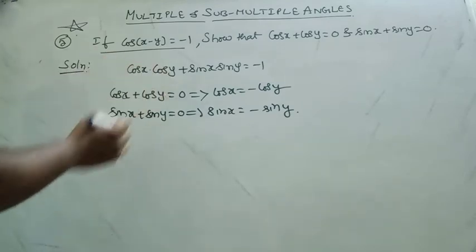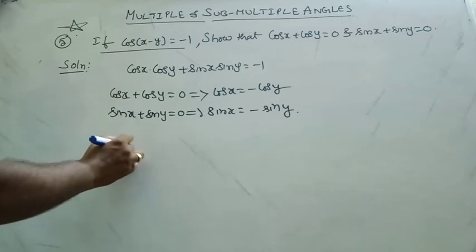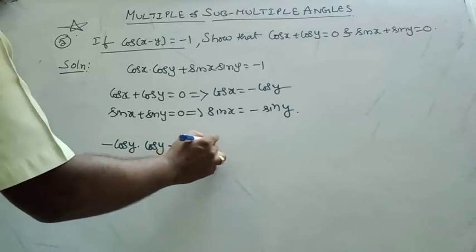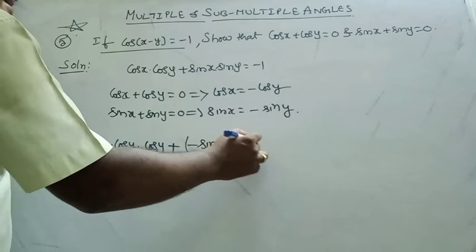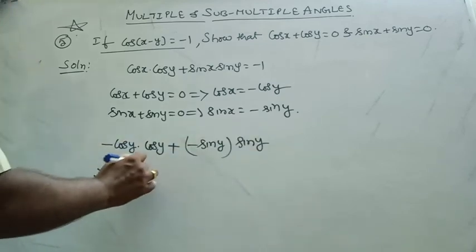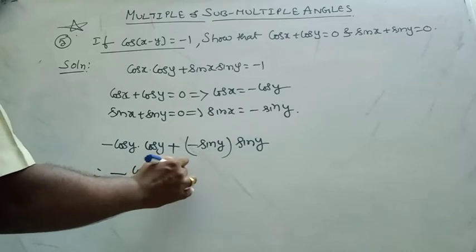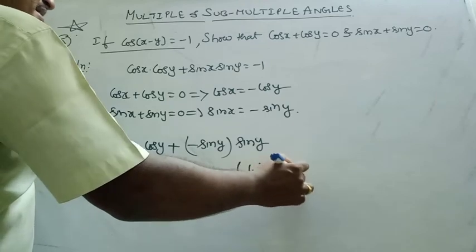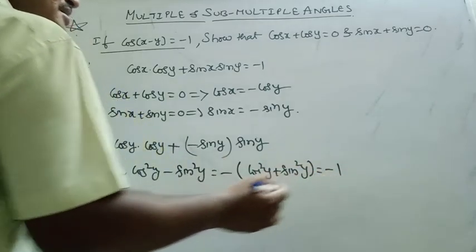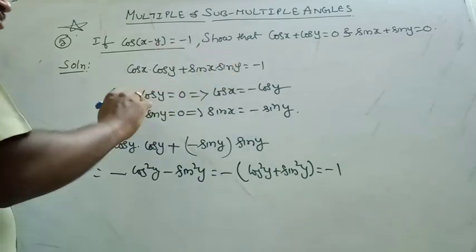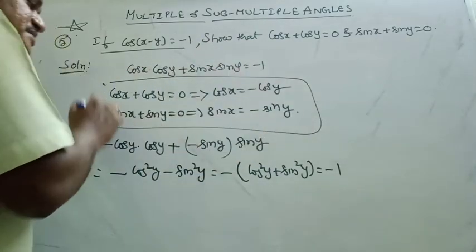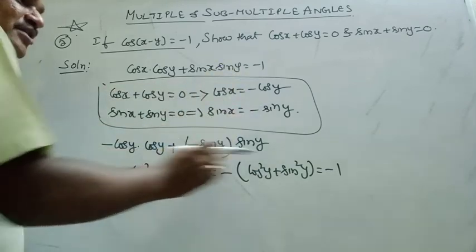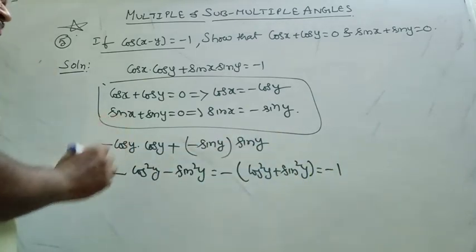Now if you apply this, you see cos x is minus cos y, into cos y, plus sin x is minus sin y, into sin y. Now this is minus cos square y minus sin square y, and this is minus of cos square y plus sin square y, and this is minus 1. And it is true, it is minus 1. That means these are all true. If these were not true, then we may not have got this as minus 1.